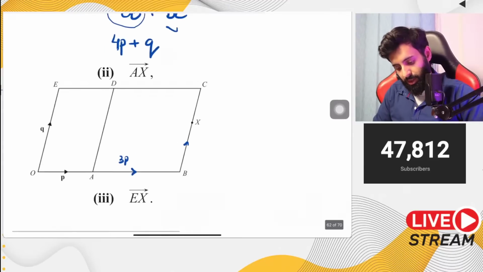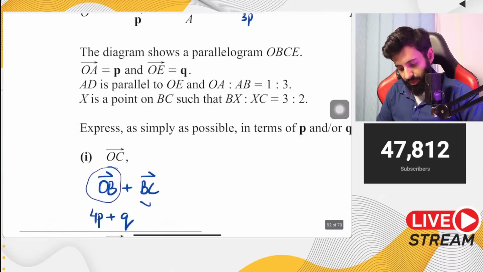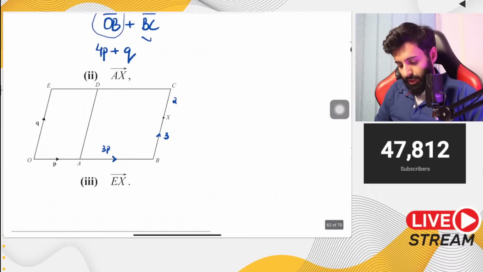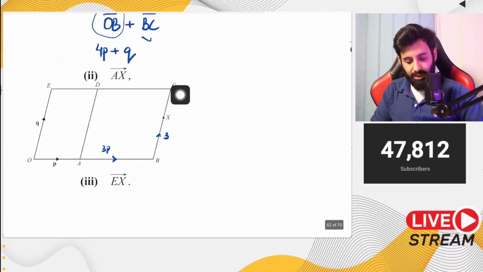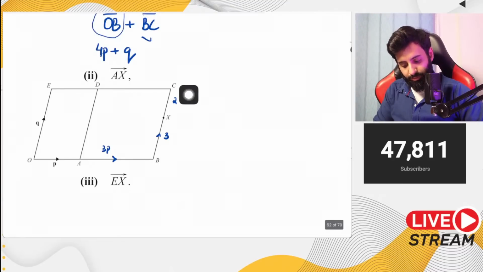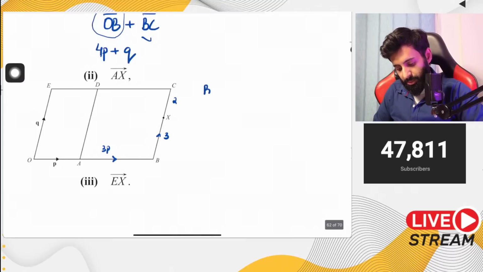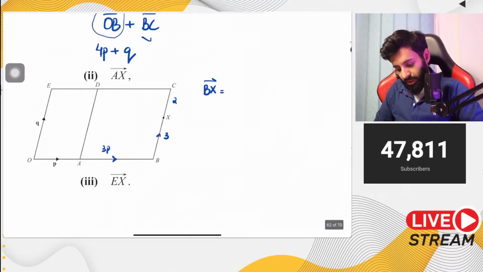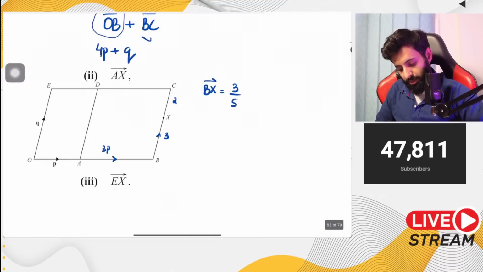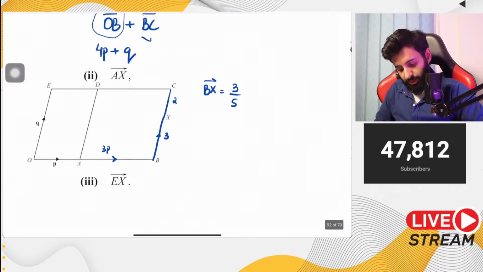Now here's what we know about BX. I know that BX is 3 parts and XC is 2 parts. Let me confirm that. Yeah, okay. So now we don't have BX and we don't have XC either. What we do have is the total. We have BC, which is equal to Q. So if I write BX, BX is going to be equal to 3/5 of BC. In case you're wondering where the 5 came from, these two together have been divided into 5 parts.